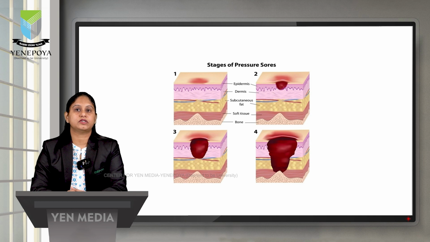The figure shows stages of pressure ulcers. In stage 1, we can see redness or erythema over the skin surface, that is in the epidermis. In stage 2 there is redness along with the presence of an ulcer which involves the dermis also. In stage 3 the ulcer is deeper and we can see involvement of the epidermis, dermis and underlying structures. And in stage 4 we can see deep ulcers with exposure of subcutaneous fat, soft tissues and bone.